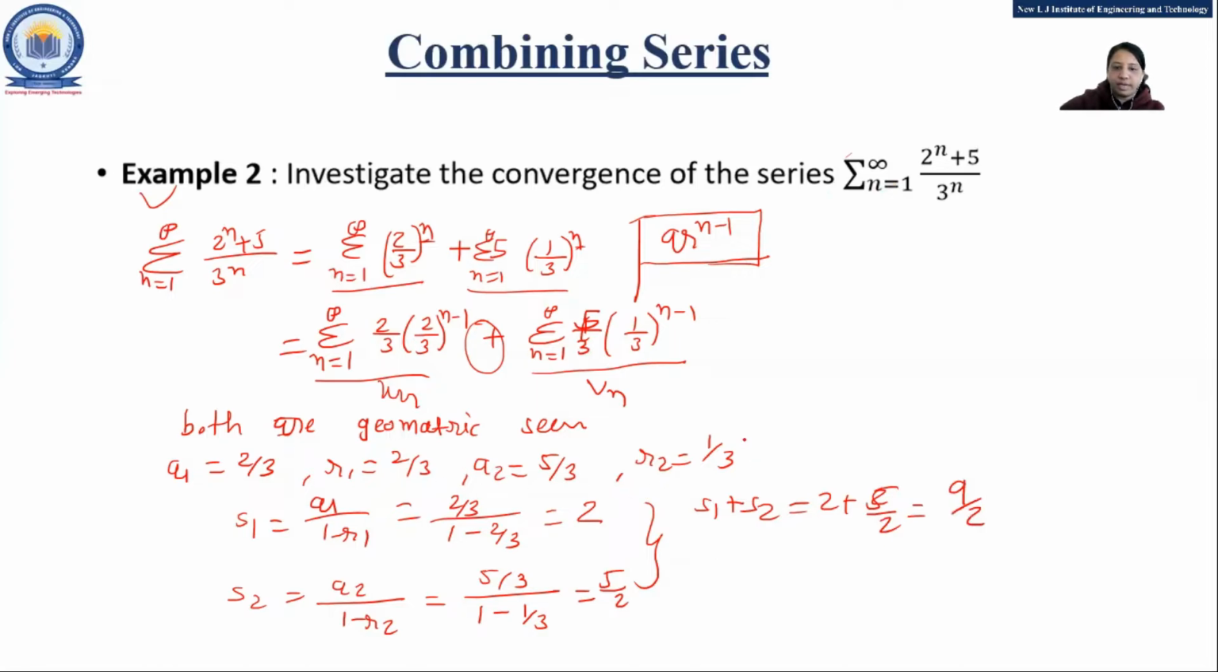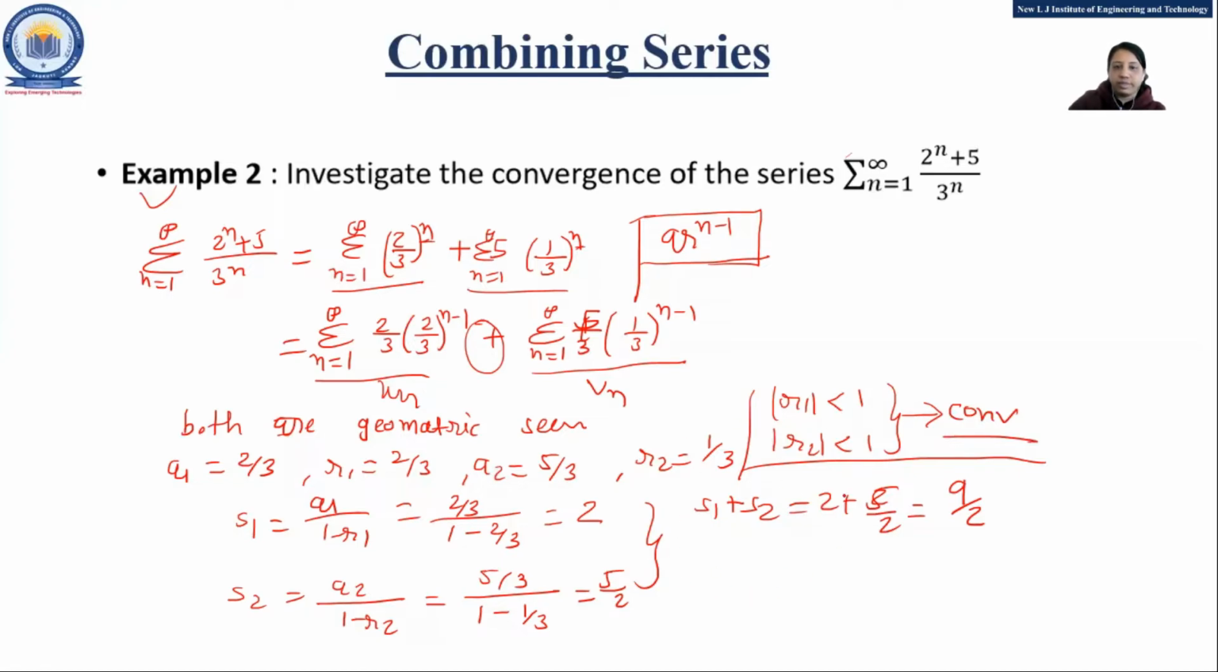So we can write that mod R1 is less than 1, mod R2 is also less than 1. So both are less than 1. The sum is finite and non-zero. So we can write that our series is convergent. Is there any doubt in this?